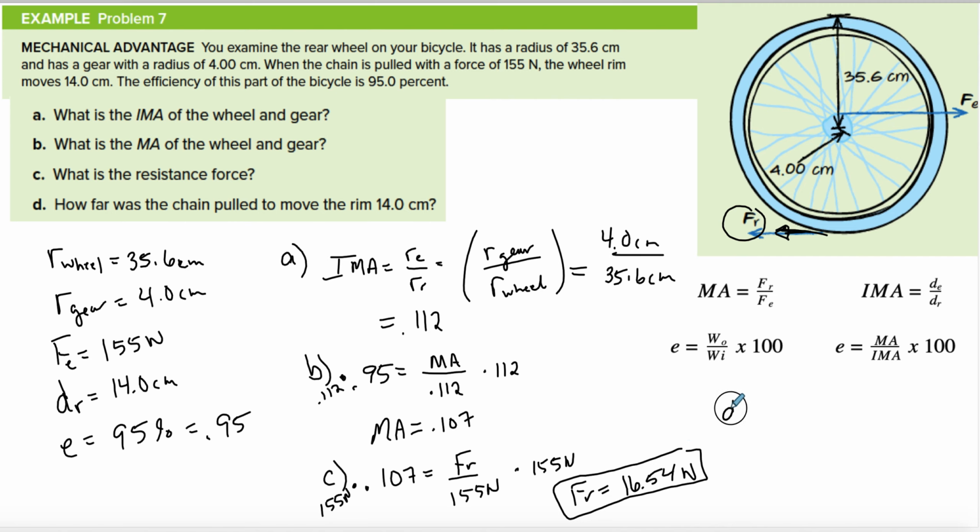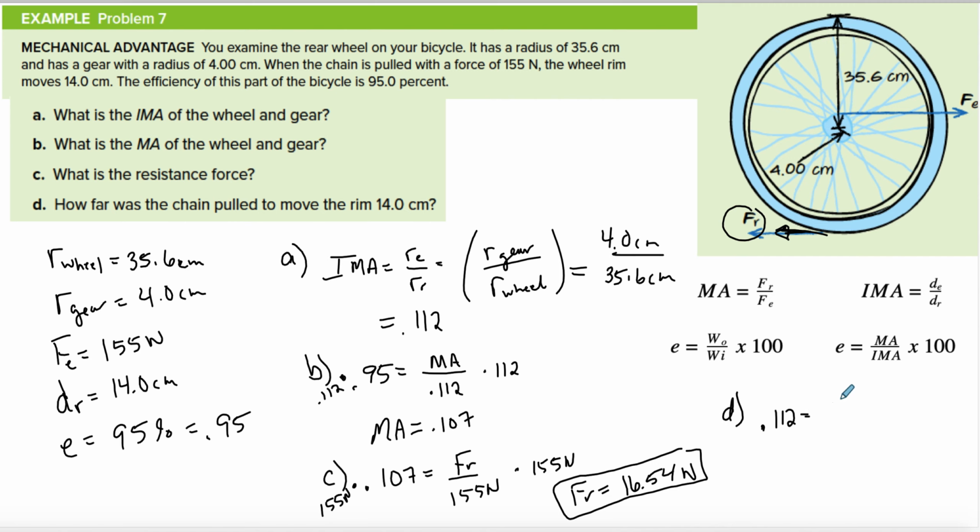And then the final question here: how far was the chain pulled to move the rim 14 centimeters? So with that one, we can use our ideal mechanical advantage. We want to figure out the distance of the small gear to get the wheel to move a certain distance. So our ideal mechanical advantage is 0.112.